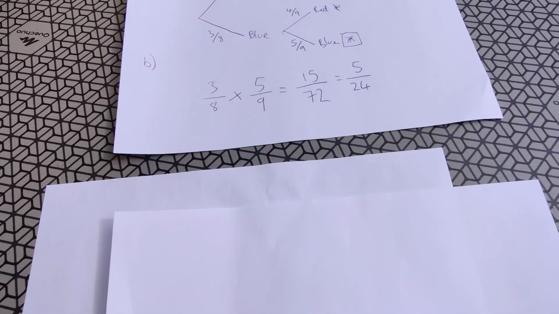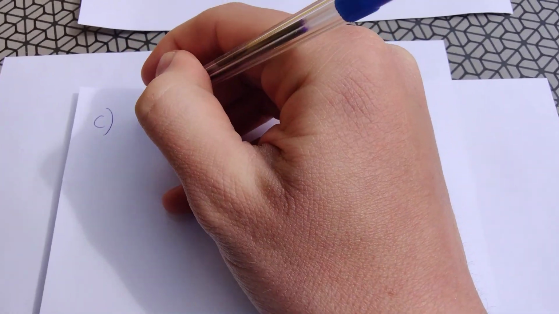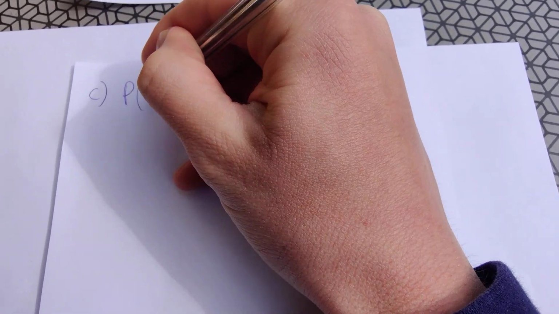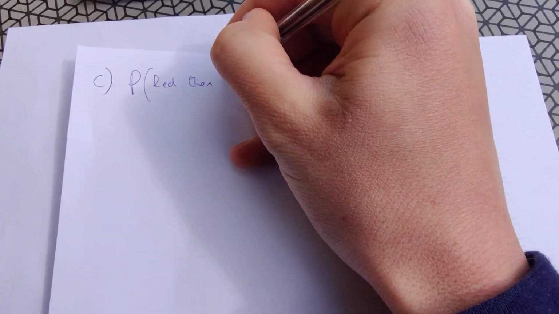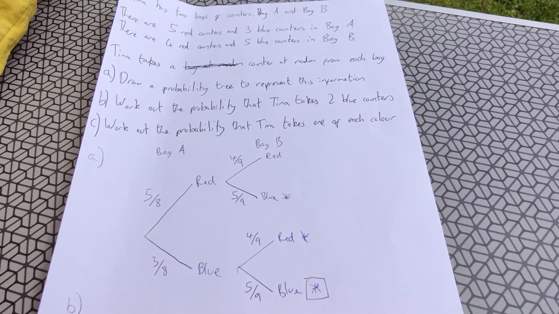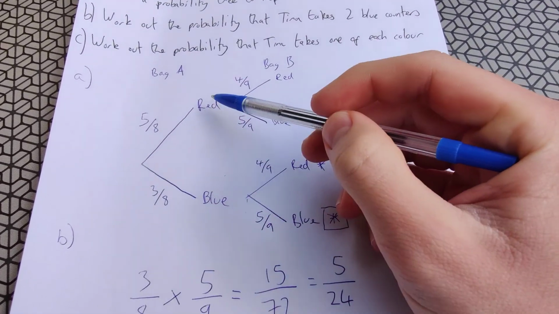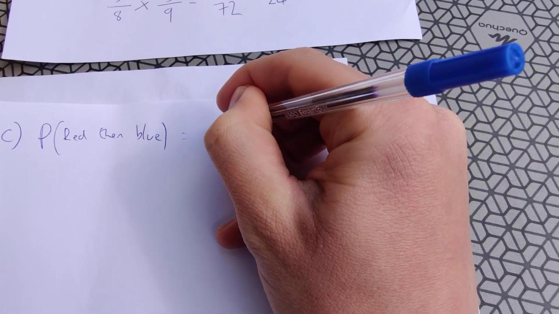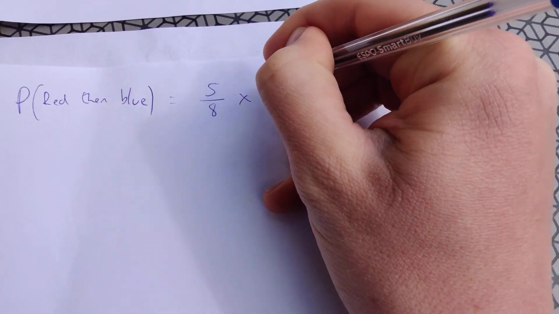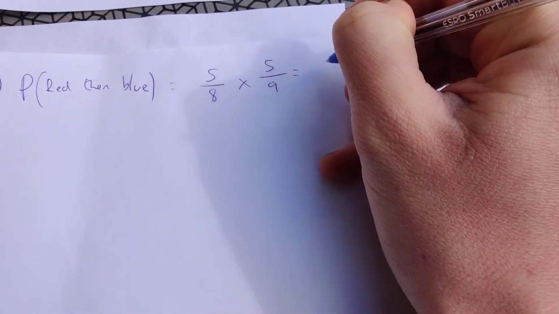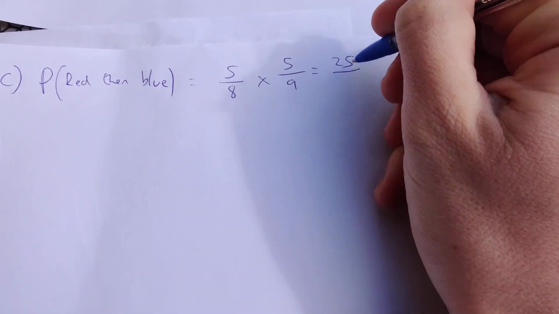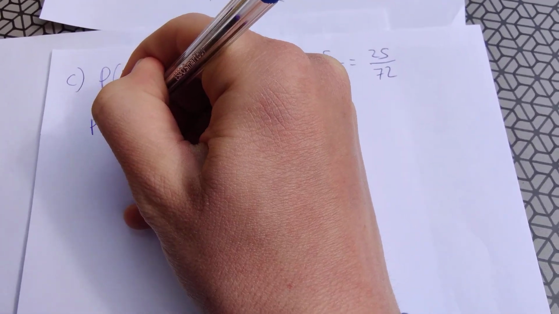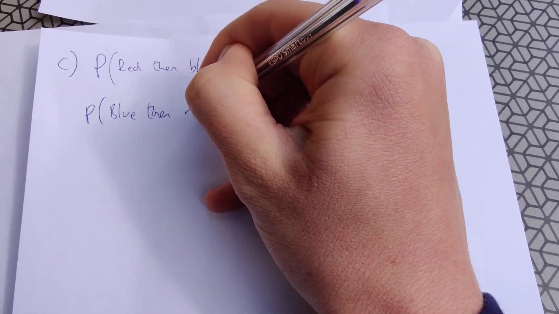So I'm going to do them independently. So let's say C, and we want the probability, this is just a bit of fancy notation, don't worry too much if you know it, of red then blue. Well, the probability of red then blue, I'm going to do it just like how I did my blue. Probability of red here is 5/8 and blue here is 5/9. So it's going to be 5/8 times 5/9, which is going to be 25/72.